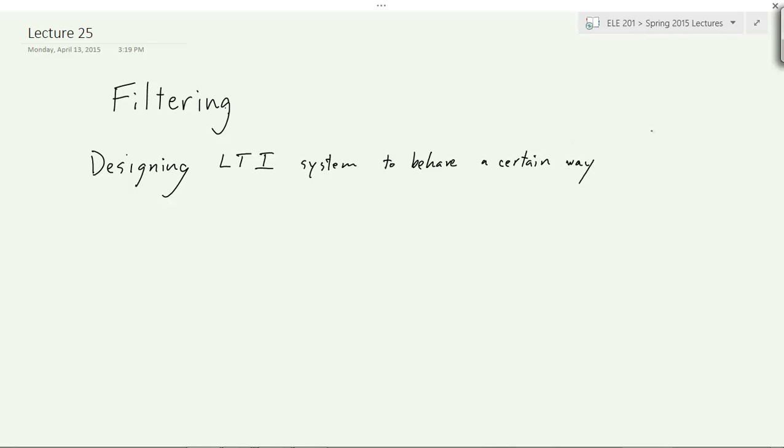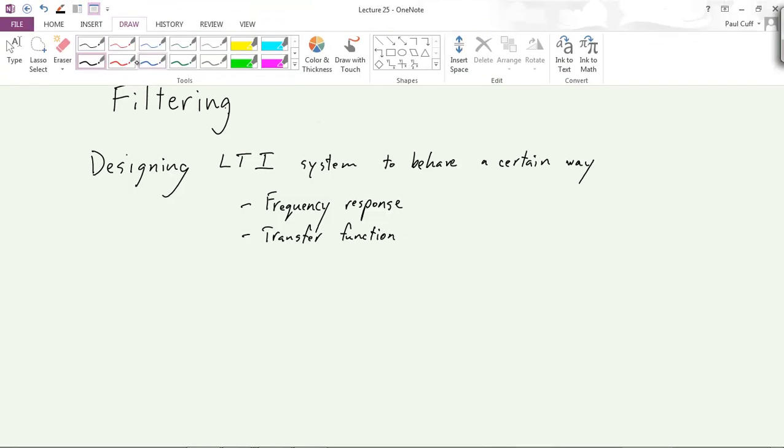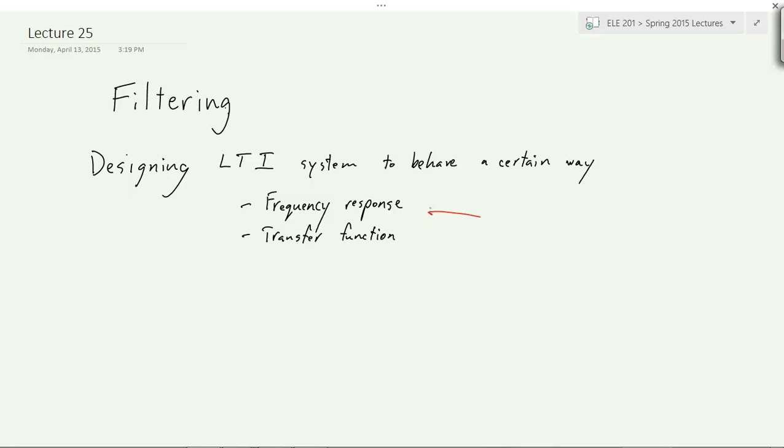But usually, your design involves the frequency response. So you have some particular frequency response in mind, and you want to design an LTI system to have that frequency response. Or another name, a particular transfer function. So this is usually the starting point of designing a filter. You have some frequency response in mind. You want to design something for it.